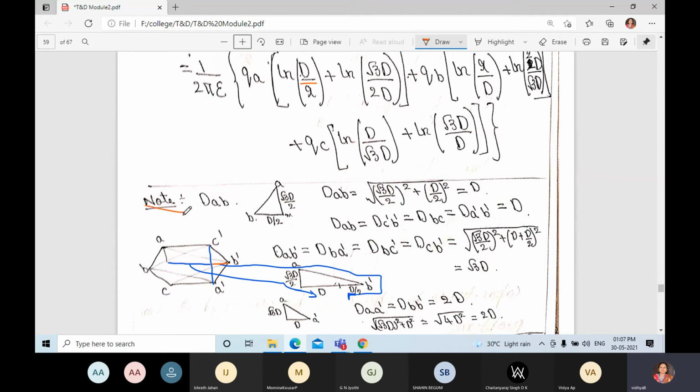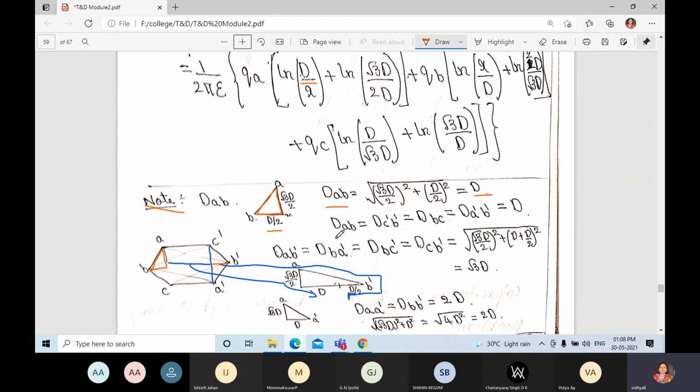I have written in a note that I have found out the distance, that is DAB. First, I will consider the small triangle. We don't know the distance between A and B. Here DAB is equal to the square root of (square root of 3 into D divided by 2) whole square plus the distance between B and here, which is D by 2, D by 2 whole square. So you'll get the value D.